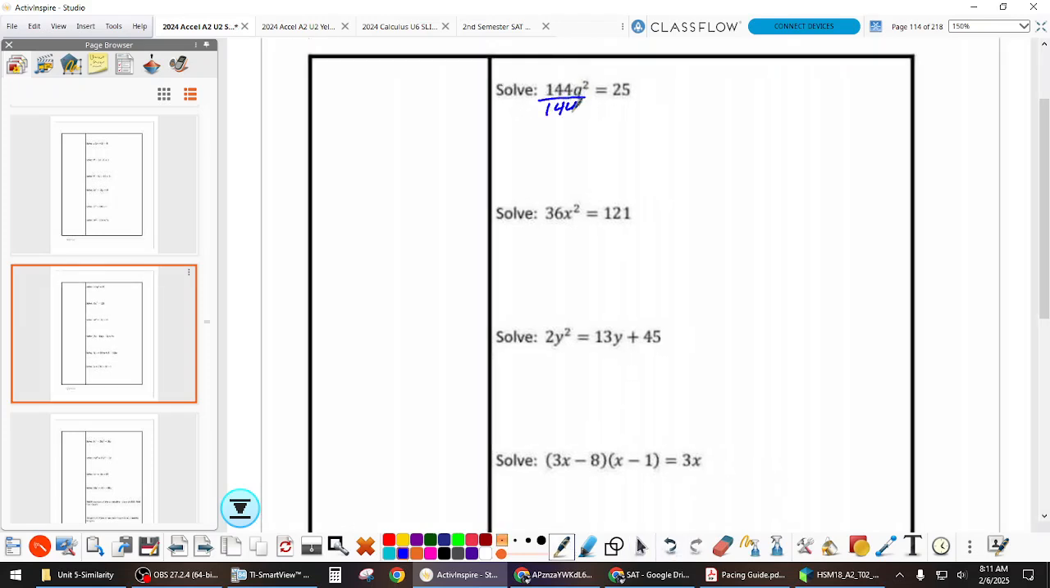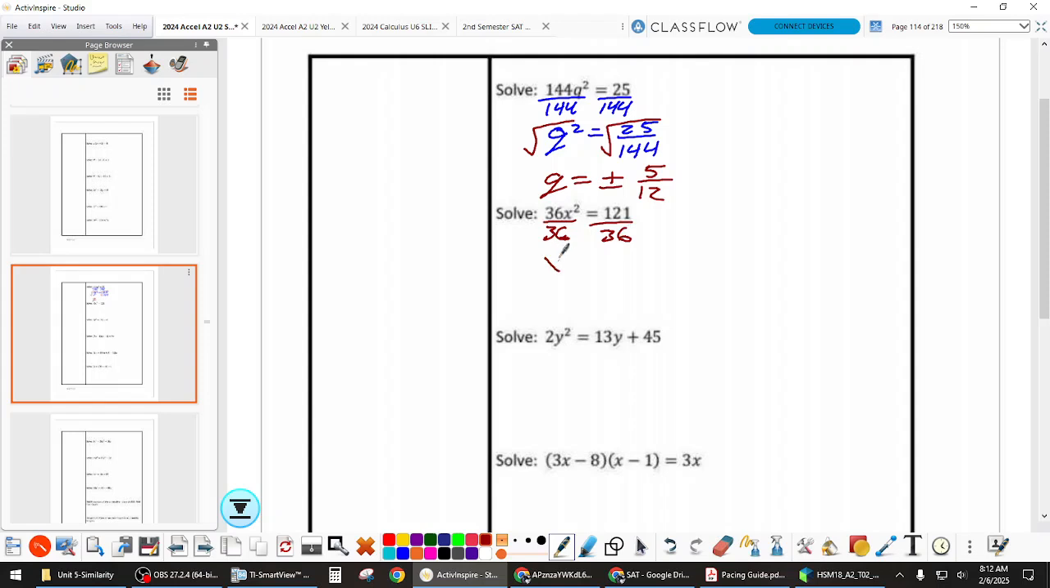Why are we square rooting and not factoring? Because, yeah, that's what I meant to say, square rooting, because that's what I did. There's no bx term. So don't forget to write the plus or minus, please. There are two roots. Same thing here.